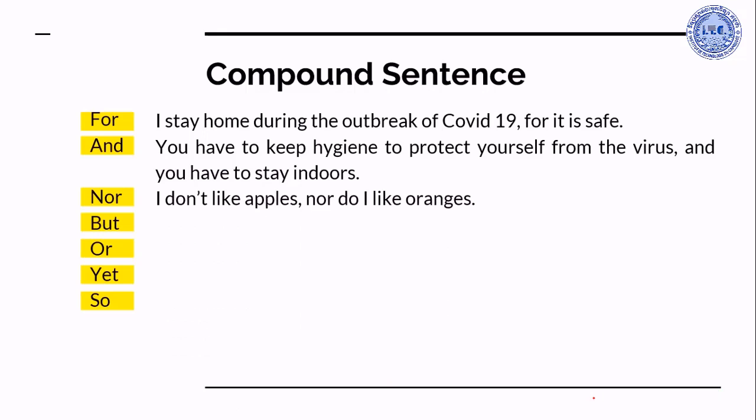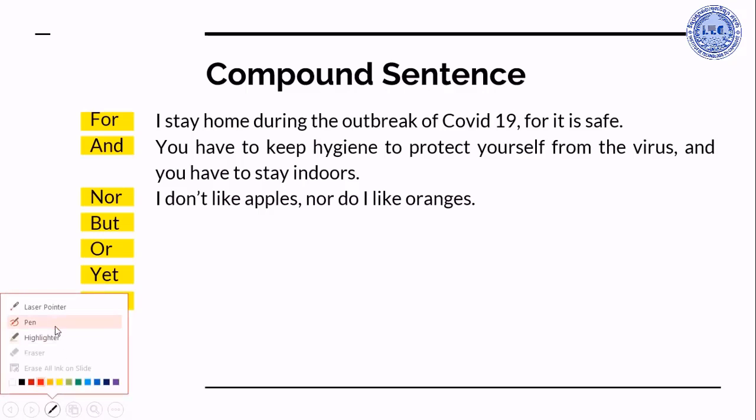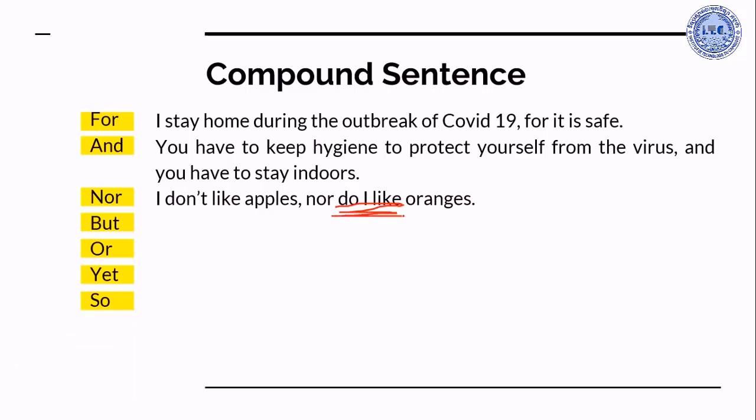Nor is very different from others, because as you can see there, after nor is question form. Do I like? Here it means I don't like apples, nor do I like oranges. It means that I don't like apples and I don't like oranges either. But instead of saying and either, you can just say nor. And again, nor means the negative of and.